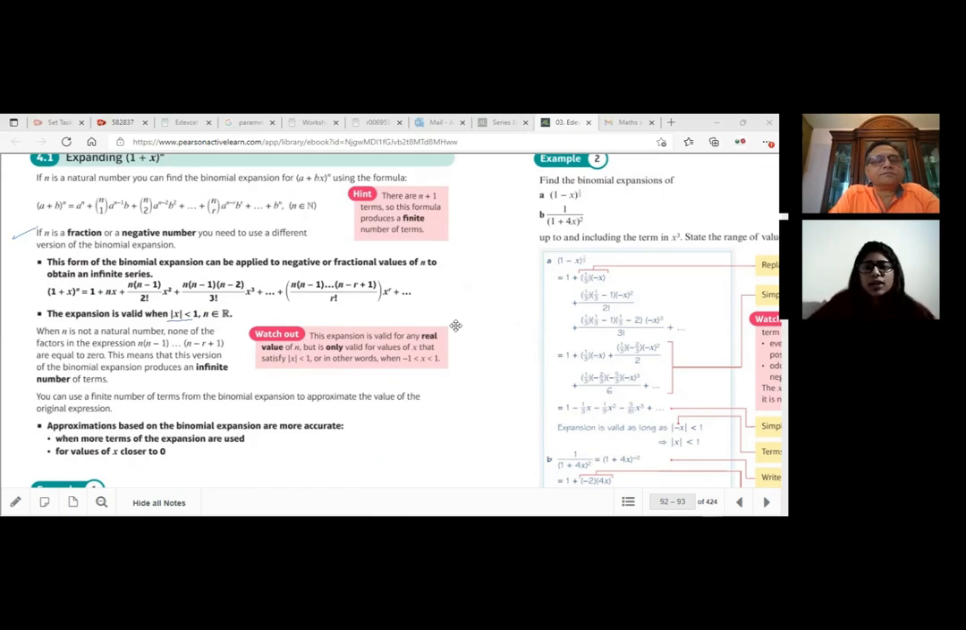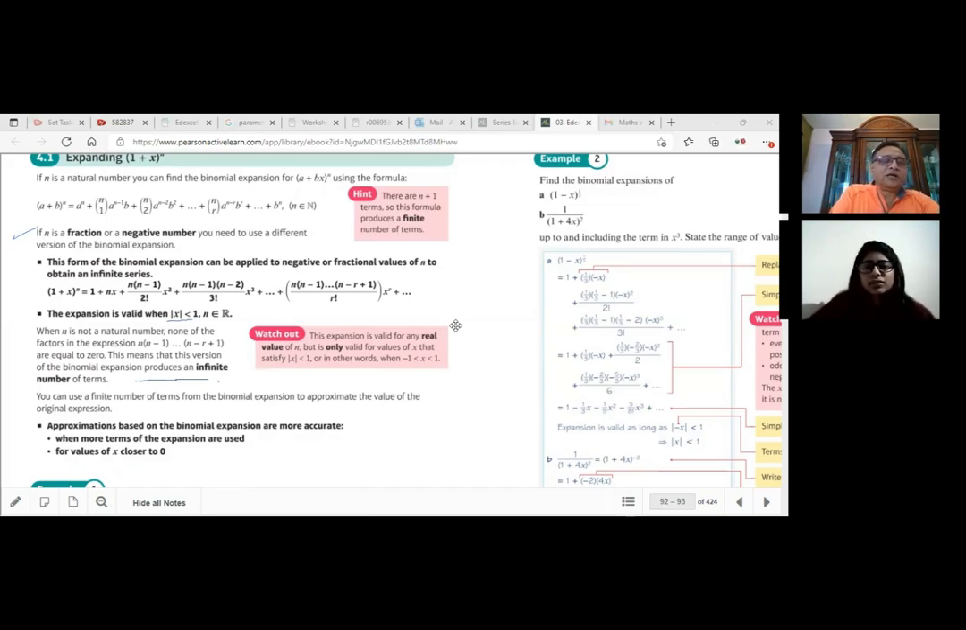When n is not a natural number, none of the factors in the expression, like n times (n minus 1) all the way to (n minus r plus 1), are equal to 0. This means that this version of the binomial expansion produces an infinite number of terms. Correct. Because you're doing n minus r, and when r becomes equal to n, then it is n minus n, which is 0. Beyond that, you cannot go further since you have a 0 now, right? In this case, since we are now working with fractions, you may not get that 0, right?